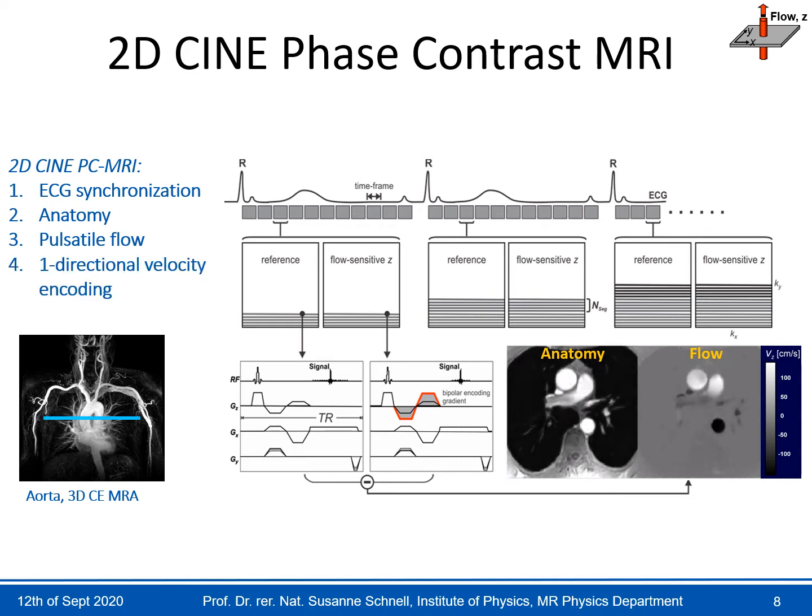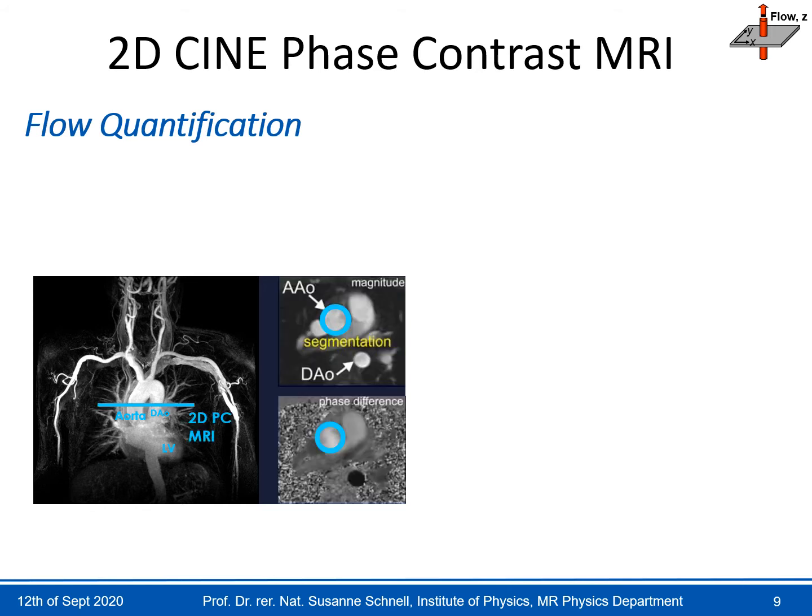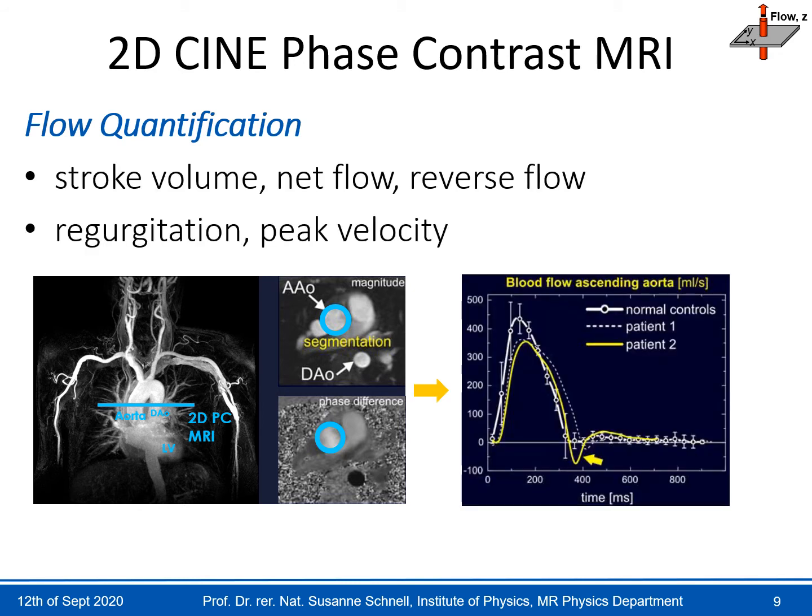Now we have acquired a 2D cine phase-contrast MRI acquisition with flow encoding in one direction. Here it is depicted in very bright white and dark gray values that indicate the direction of the flow. Now at this location where we acquired our 2D acquisition, we can now go in, contour the vessel wall and start quantifying numbers, for example stroke volume, net flow, reverse flow, regurgitation or peak velocity, to just name a few.